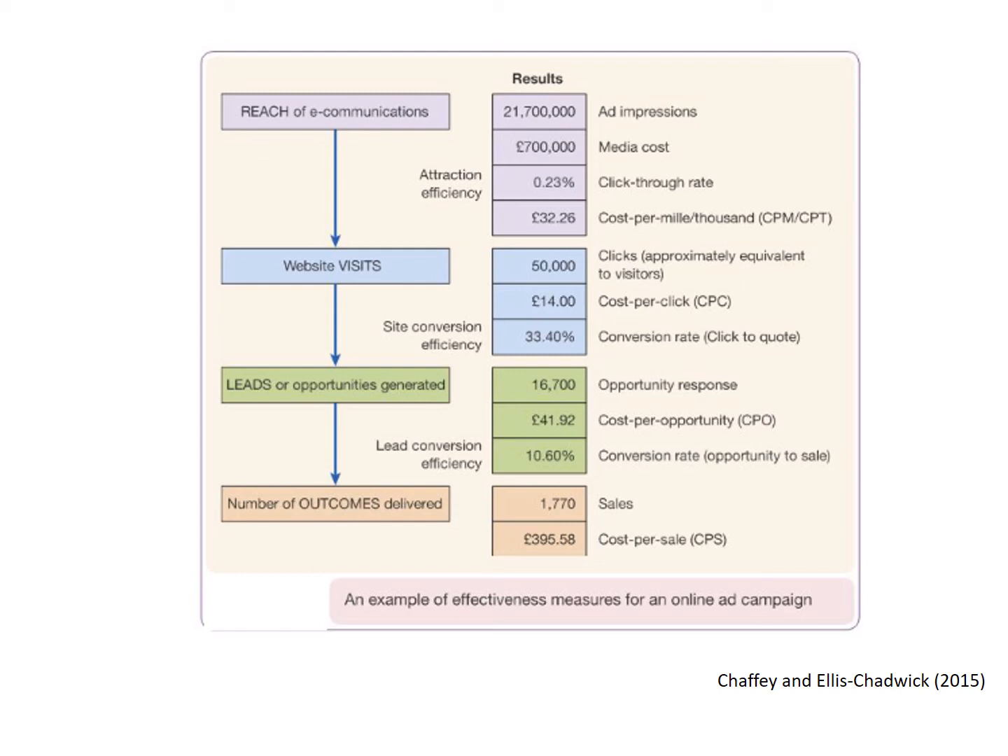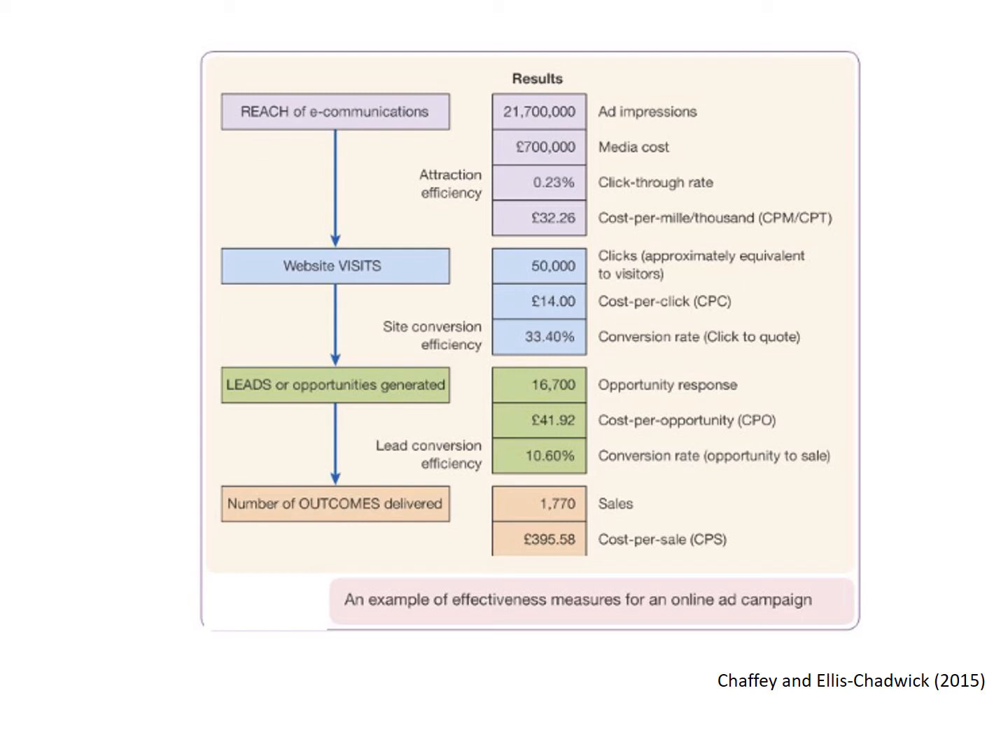If you work out the cost per sale in terms of your advertising budget or your e-marketing budget, then you will be able to determine if this is profitable or not. And if it's not profitable, then you need to reduce the cost per thousand impacts.